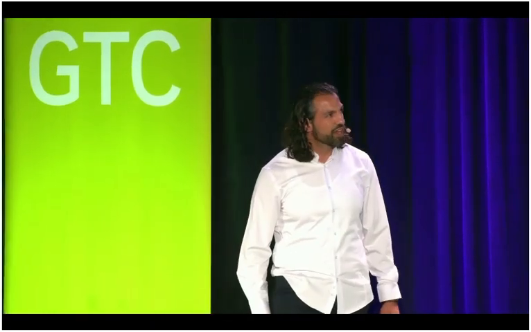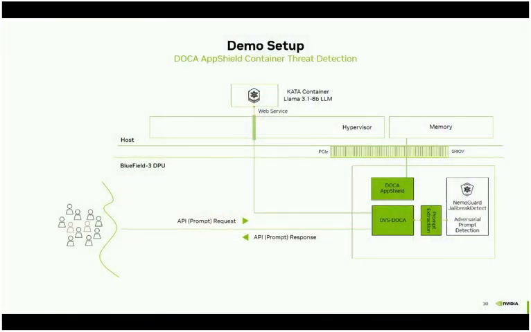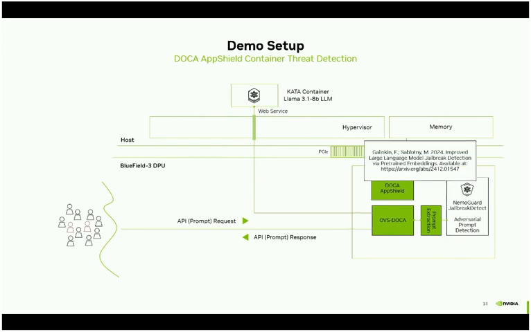So what are you looking at today? Let me explain the setup. It's a virtualized machine with a hypervisor running, and on top of it a Kata container that is running Llama 3. On the side you see 3 services running: the Docker AppShield, OVS Docker, and the NemoGuard. A big gratitude and kudos to the team that came up with NemoGuard. It's an NVIDIA team. They have a research paper published on this, providing cutting-edge research on how to detect adversarial prompts. And this is one of the demos that you're going to see today.